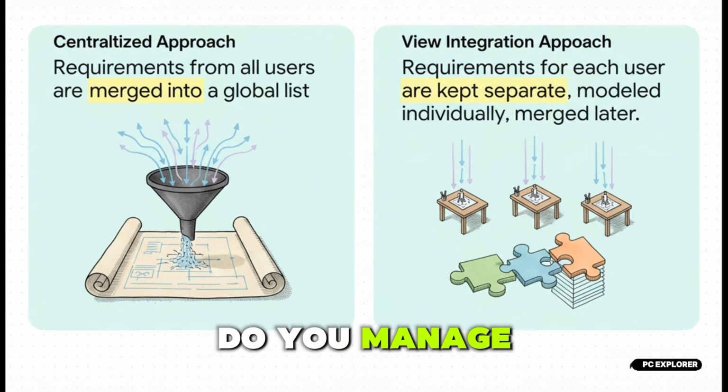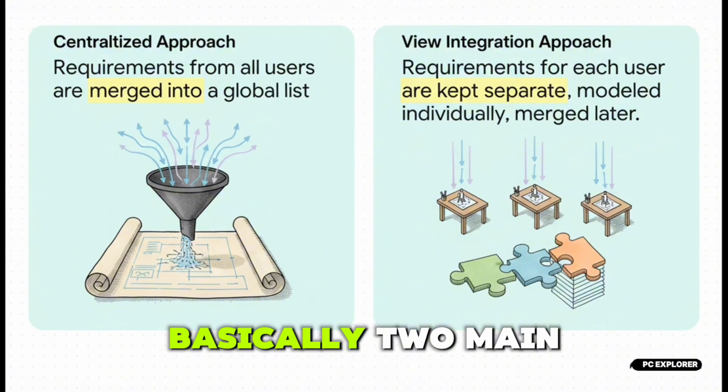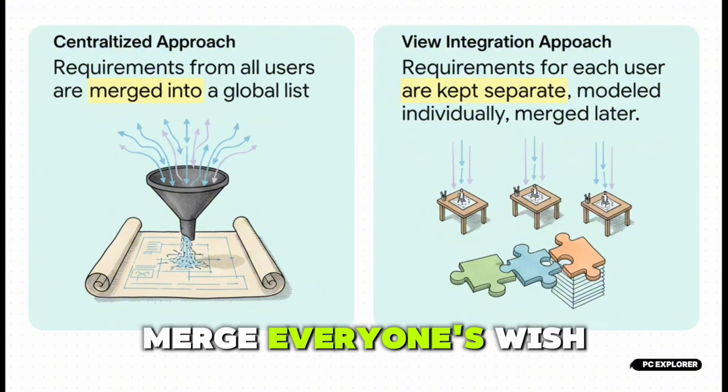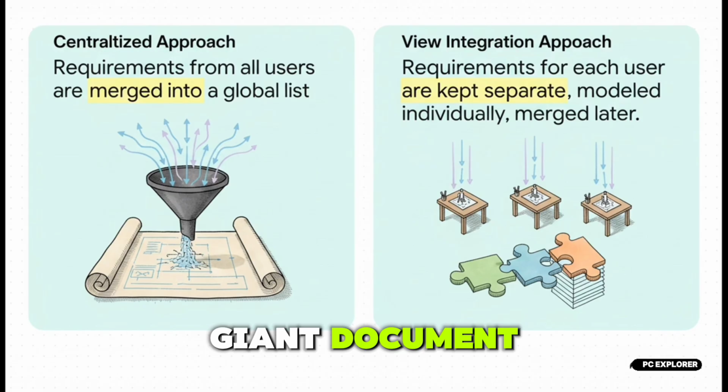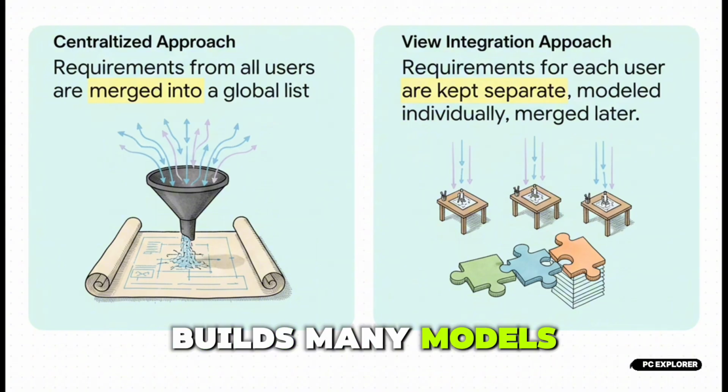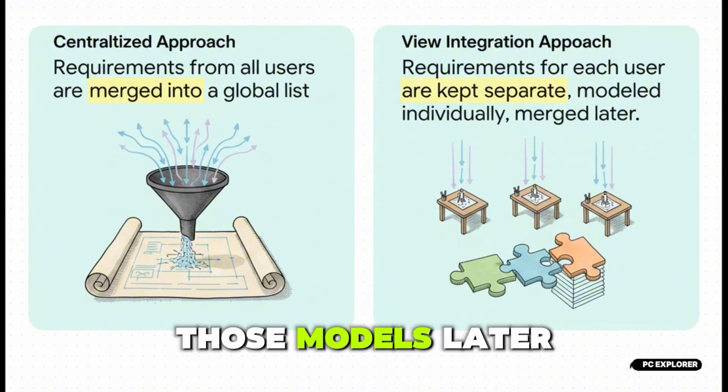So you've got all these requirements flooding in from different teams. How on earth do you manage it all? Well, there are basically two main strategies. The centralized approach is where you merge everyone's wish list into one giant document right from the start. Or you can use the view integration approach, which keeps them separate, builds mini models for each user group, and then merges those models later.